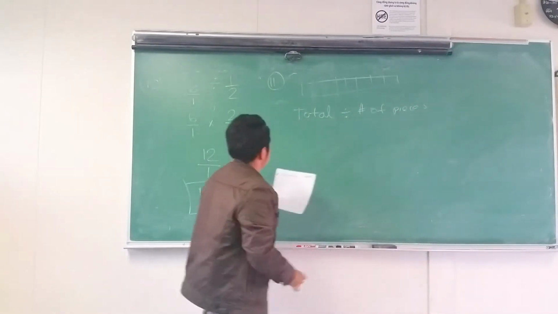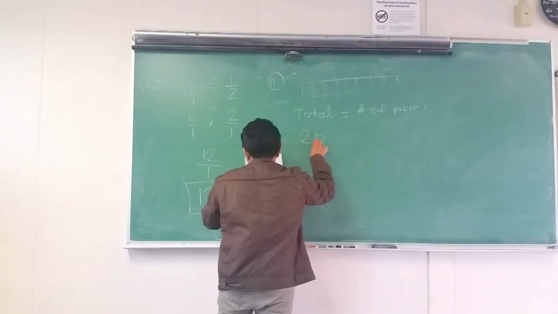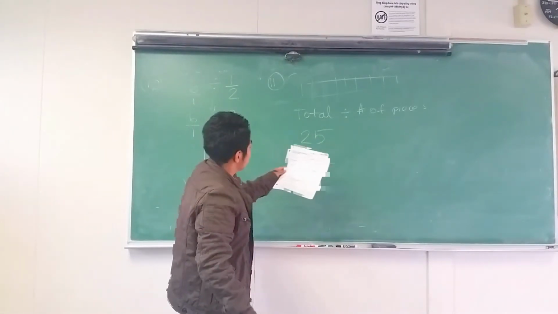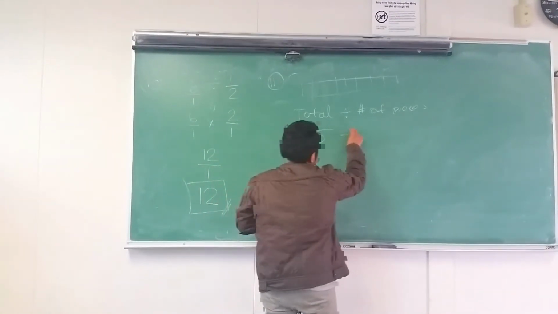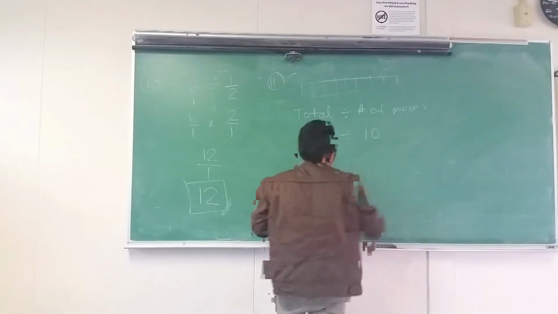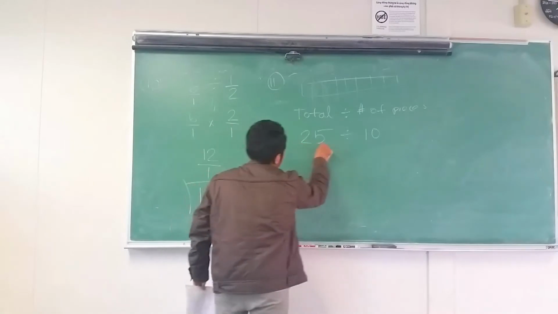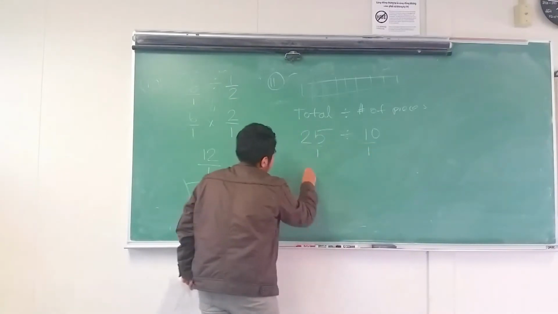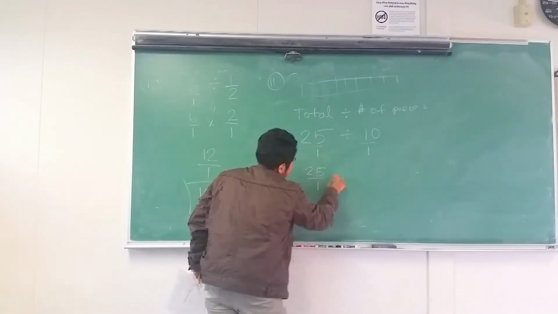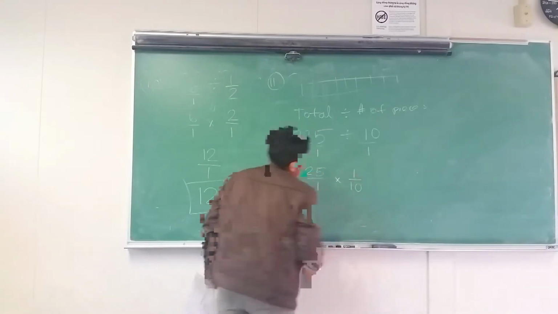In other words, the total is 25 feet, cut it into 10 pieces, so divided by 10. Let's write this as a multiplication statement: 25 over 1, times 1 over 10.